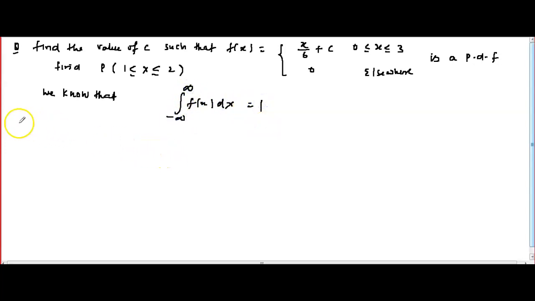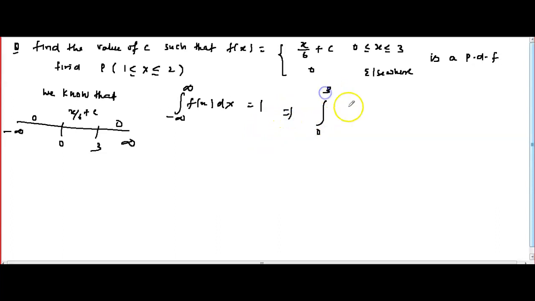1. So we have to integrate from minus infinity to infinity, but this function x by 6 plus c is defined only from 0 to 3. So this side is 0, this side is 0. Apart from that, everything is 0 here. So you only have to integrate between 0 to 3. Right? So you can write the integral from 0 to 3 of x by 6 plus c dx is equal to 1.